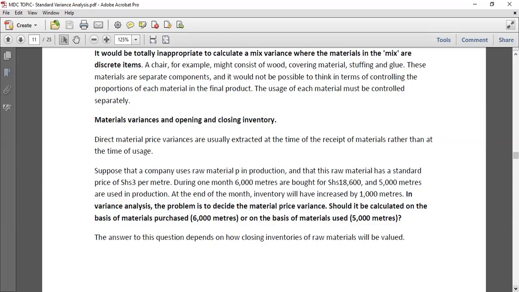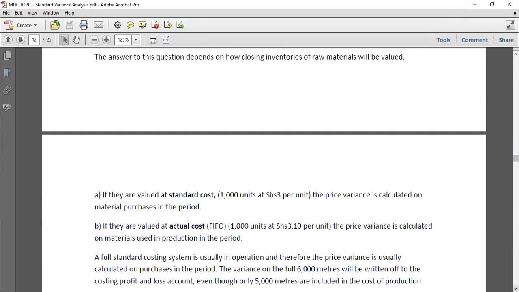Now, in the variance analysis, ours is to determine the material price variance. Should it be calculated on the basis of the material purchased, which is 6,000, or the materials that are used? All you know is that we should use the time at which the materials were received in the company rather than the time of usage. So we'd rather use the 6,000, not the 5,000. That would also be based on how we value our inventory.